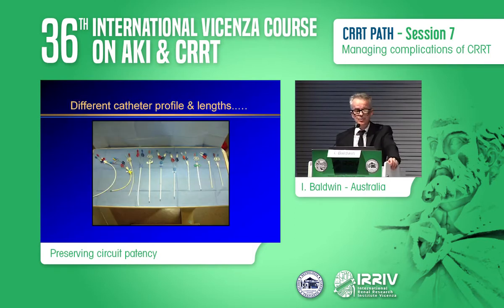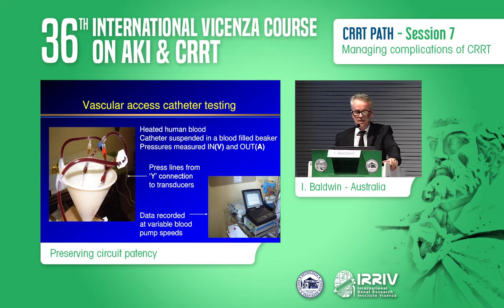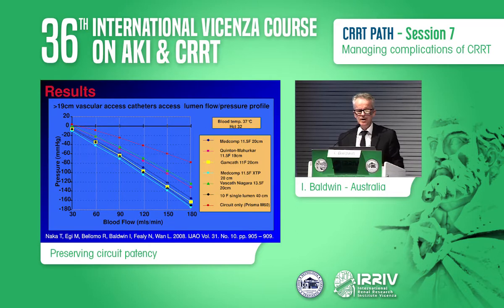coaxial design. We did some work on this some years ago, some in vitro work with a lab design, and I'm just showing you a graph here of the negative pressure that's created on what we call the arterial limb, or the outflow, drawing the blood from the patient through the red lumen, as it's often coloured.